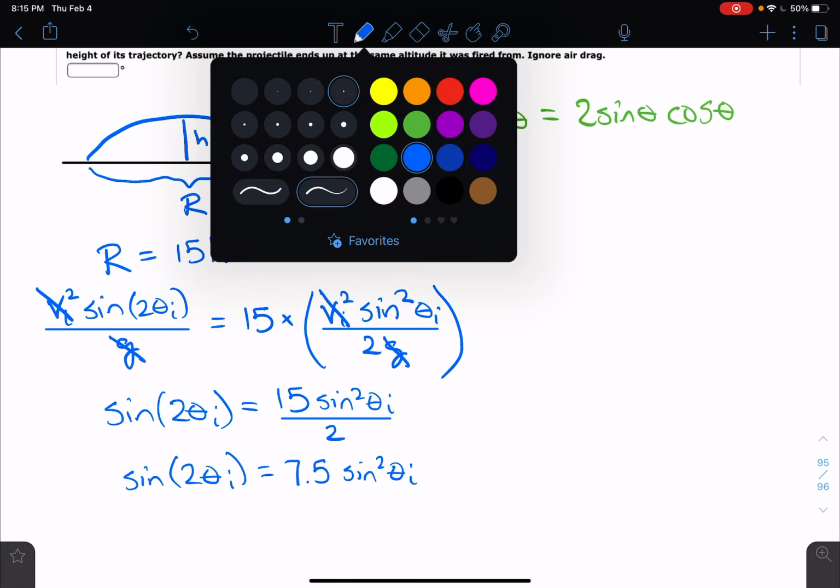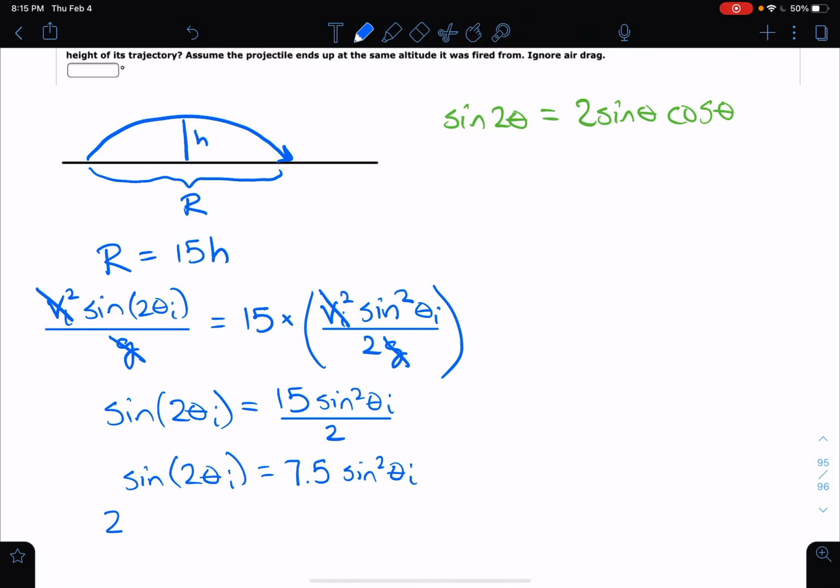So I can come down here and rewrite this as 2 times the sine of the initial angle times the cosine of the initial angle equals 7.5 times sine squared of the initial angle. And what that means is now I can cancel out. This is the same as one of these. There's two of these being multiplied together. That's why it's squared, but they're the same. So I can cancel this out now.